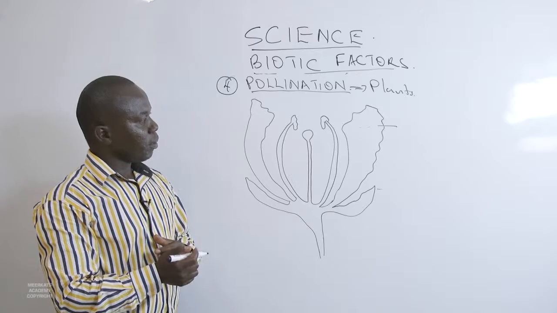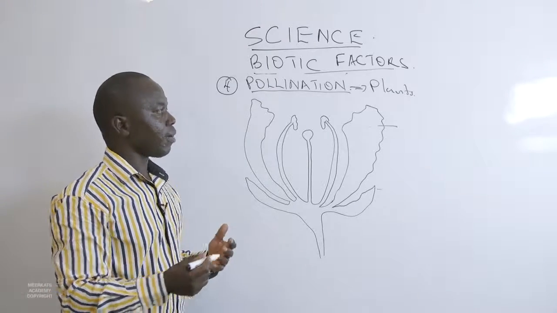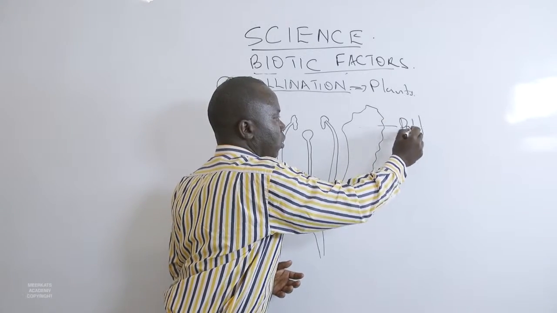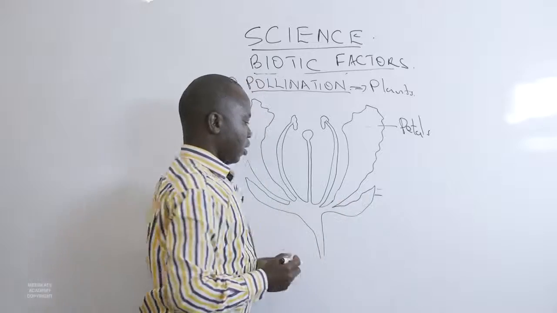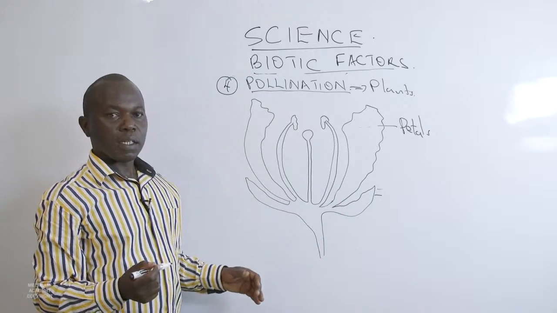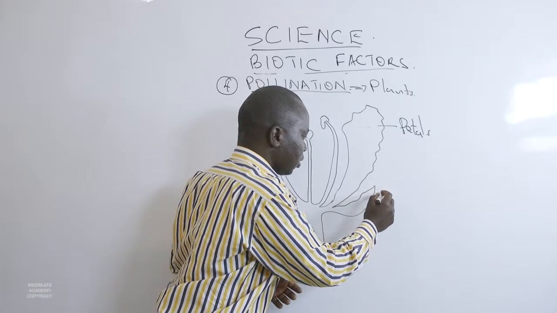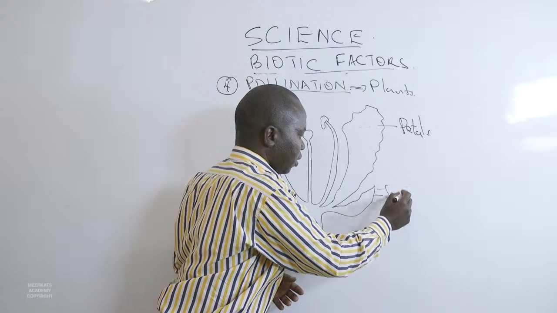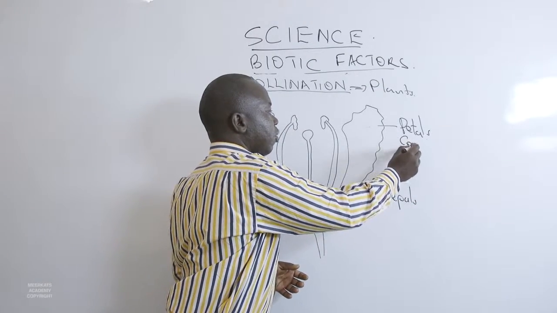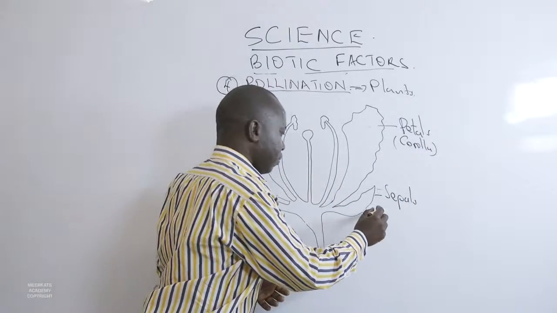If it is a typical flower, the ones that are large, conspicuous, maybe sometimes brightly colored, although in some flowers they are dull, are called the petals. Then below the petals, we have slightly green, membranous structures called the sepals. The petals are also given the name corolla, and the sepals are given the name calyx.